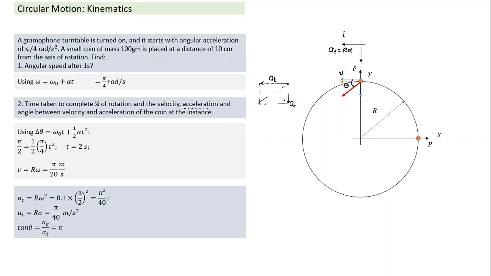What is the angle we need to find? We need to find the angle between velocity and acceleration. Velocity is in the tangential direction. So I need to find the tangent of this angle, which will be equal to AC by AT. If I divide AC by AT, pi square by 40 divided by pi by 40, we are left with pi. Does it mean the angle is pi? No, it means the angle is tan inverse pi, so tan inverse 3.14. It will be more than 60 degrees, around 70 degrees or so. That is the angle between acceleration and velocity.